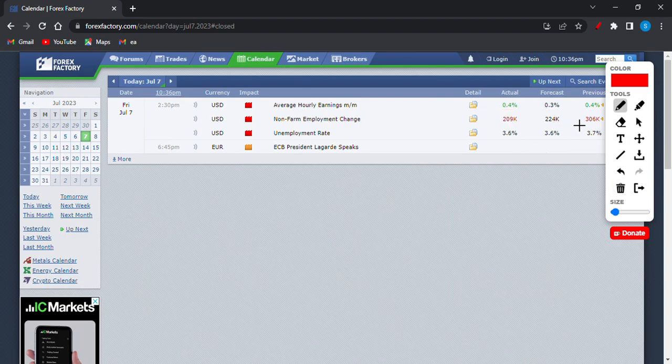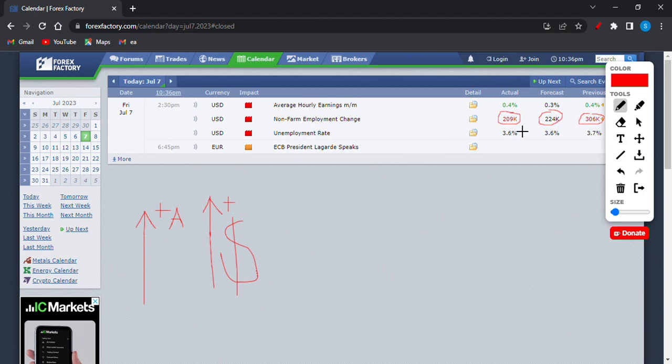And then here for June we have 306,000, and then the forecast was 224,000. It was lower. And then the actual was 209,000. It was even lower. So as we learned, if the number of jobs increases, I'll give it a plus, then it's good for the currency. It is good for USD.